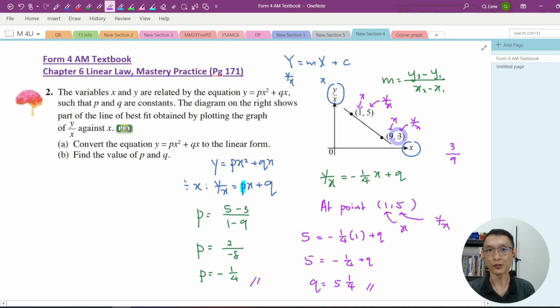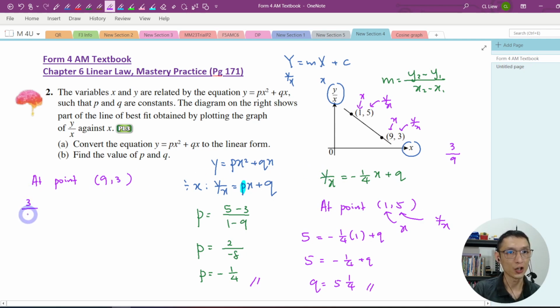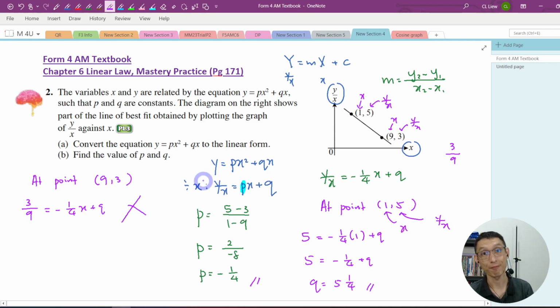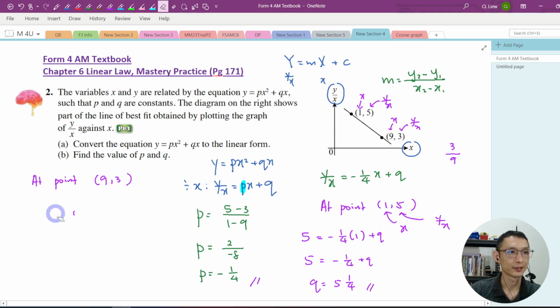If you want to use this point to help you get the Q, you also get the same answer. Let me show you here, at point 9, comma Q. So be careful. If you do it this way, 3 over 9 is equal to negative 1 over 4x plus Q, this is not correct. This is x, this is y over x. Now refer back to this one.